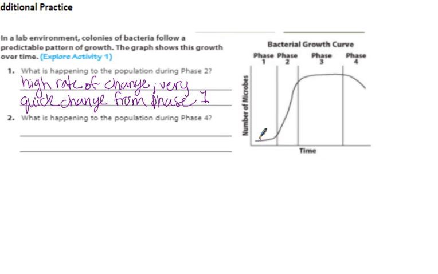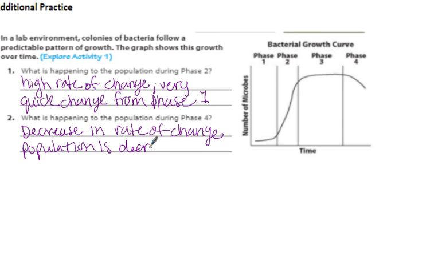Okay, so phase 1 was very low and then it just very quickly changed, right? But this is a very high rate of change because that's why it's very, very steep. All right, so then it says 2, what is happening to the population during phase 4? All right, here's phase 4, it's going down. So we would say that's a decrease in rate of change. You could also say the population is decreasing, right? Because it's clearly going down from where it just was.